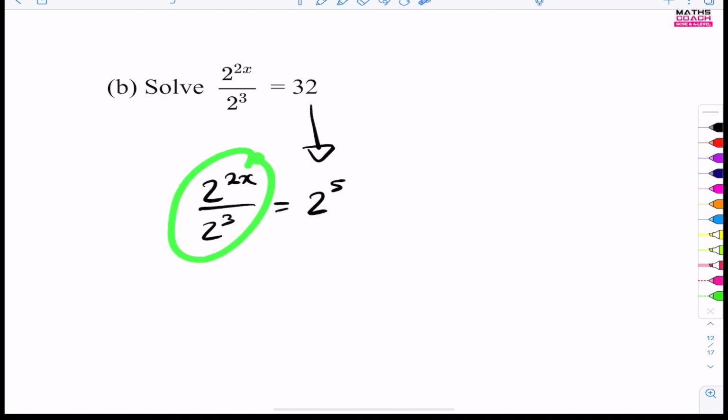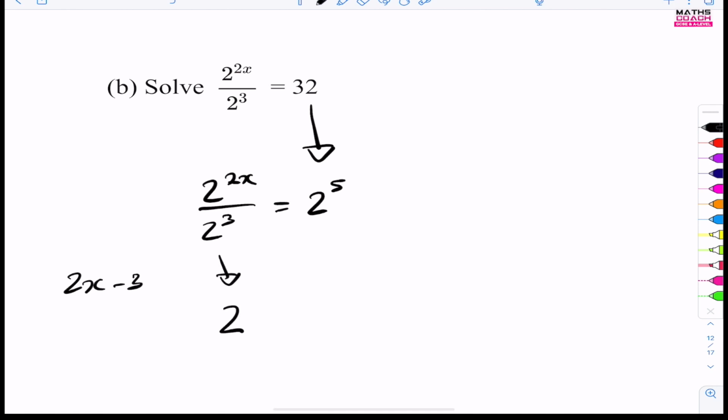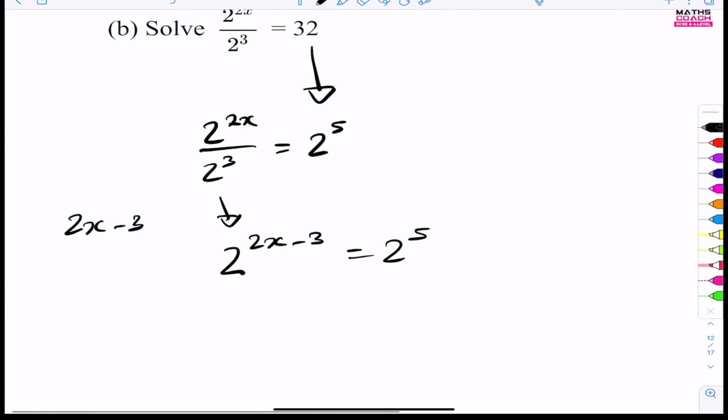So we have two things which are dividing, so therefore what do we do with the powers? We take them away. So we can do 2x minus 3 as one single power. So we can write this as 2 to the power of 2x minus 3 is equal to 2 to the power of 5. And now that we've got the bases the same, we can drop the powers down or make them equal to each other. So we'll have 2x minus 3 is equal to 5.